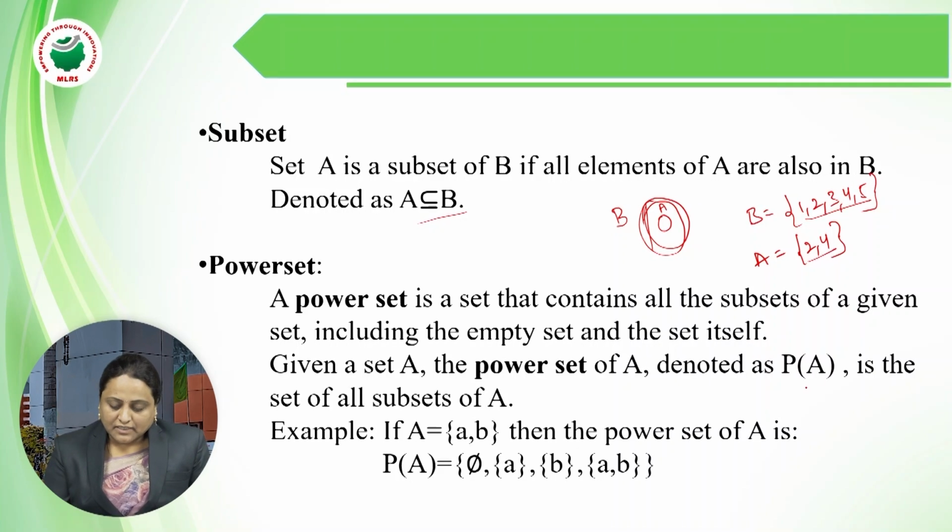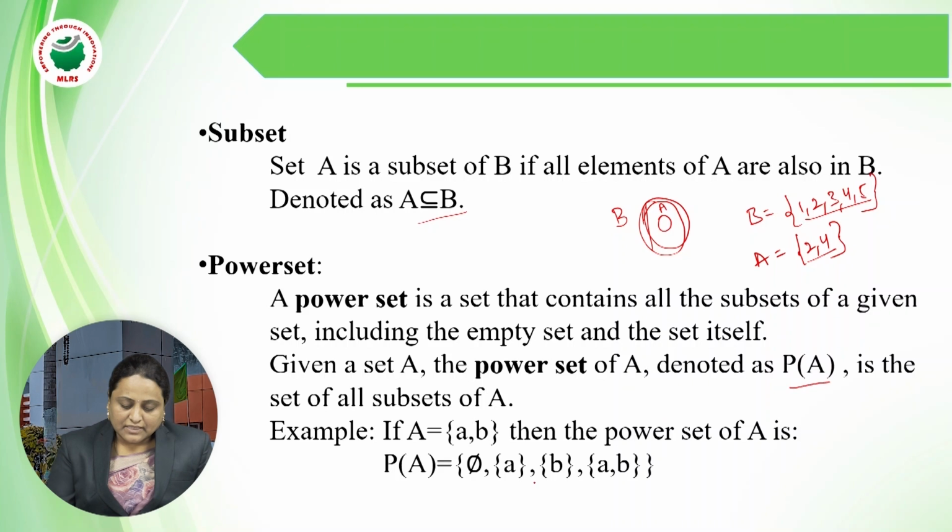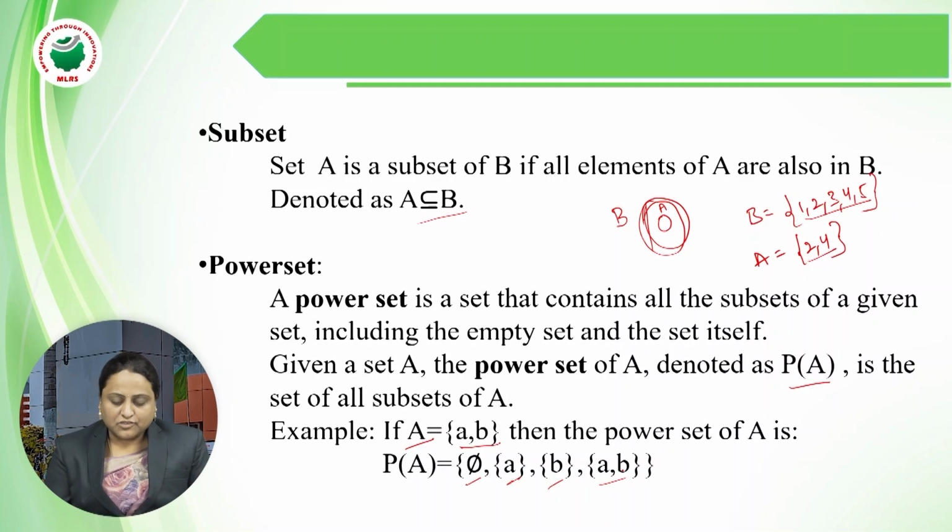So here power set is denoted by P of A. In this example, A is a set which is having two elements, a comma b. Then the power set is P of A equal to, first the null set, second the one element combinations, one is a, another one is b, and the next one is the two element combination a comma b. That's all. So we are including the null set as well as the given set itself, which is called the power set. This power set contains all possible combinations of subsets starting from the null set including the same set itself.